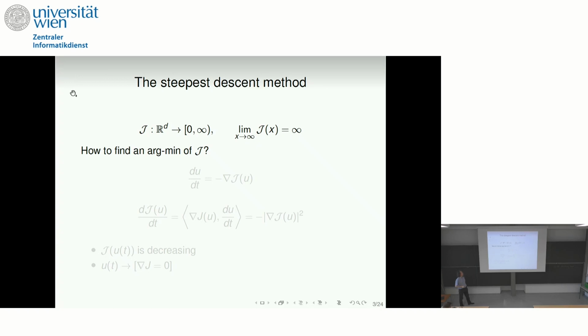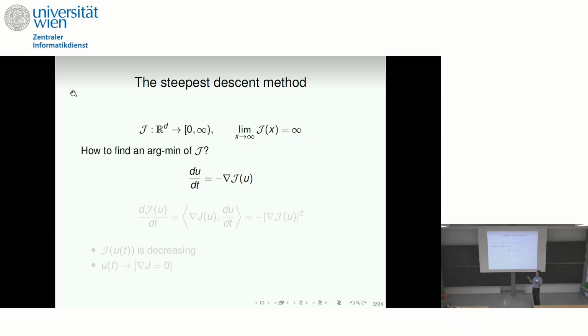So how to explain this method simply? Imagine that our functional is defined on an infinite dimensional space, but let's simplify it to the Euclidean space. So J is a convex function, non-negative, strictly convex, so there will be only one minimum, a global minimum. How to get there? Just imagine for the moment that J is differentiable. And we will start somewhere, at any point, and we consider this differential equation.